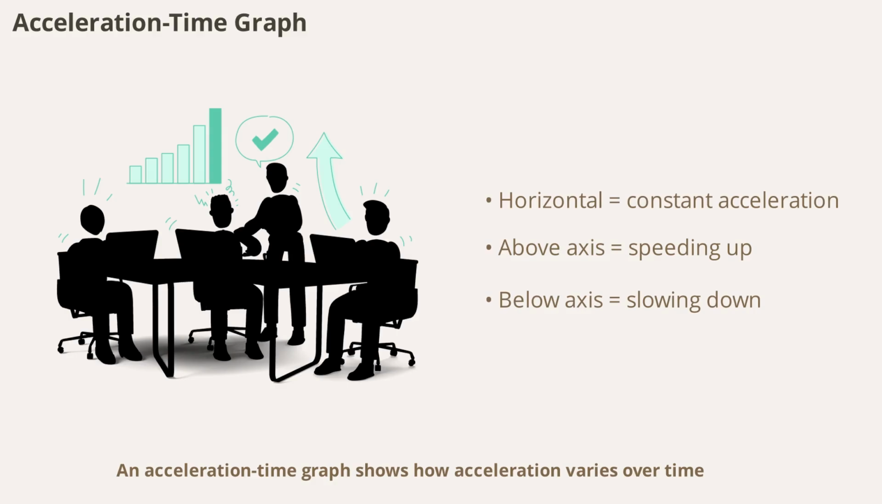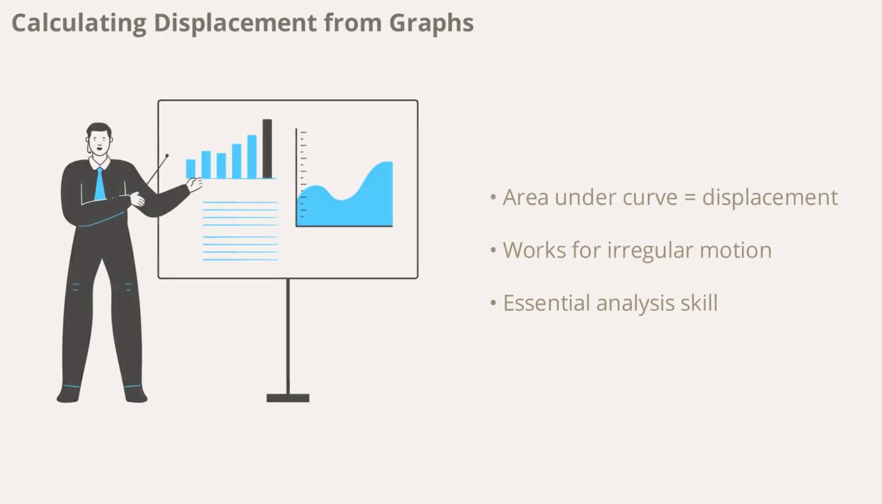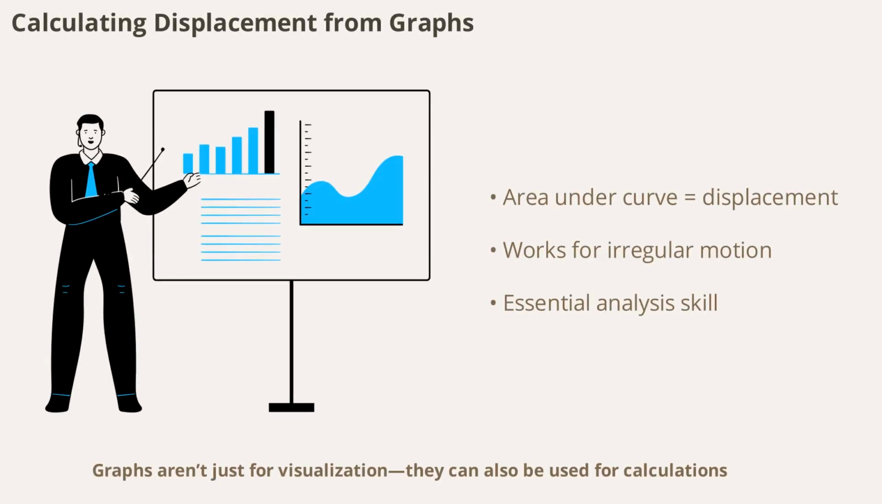An acceleration-time graph shows how acceleration varies over time. A horizontal line indicates constant acceleration, while a line above or below the time axis shows positive or negative acceleration. By studying this graph, we can quickly identify periods of speeding up or slowing down and understand the overall motion of the object.